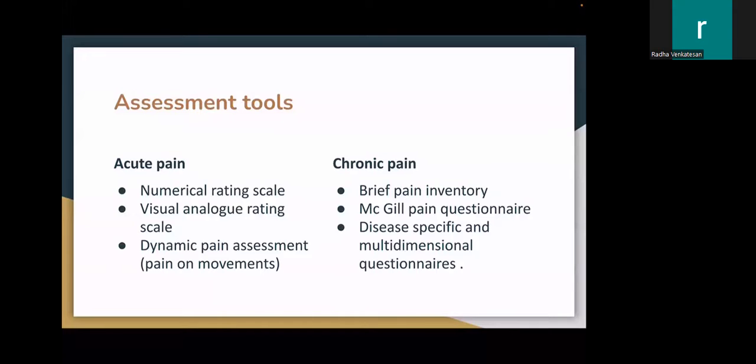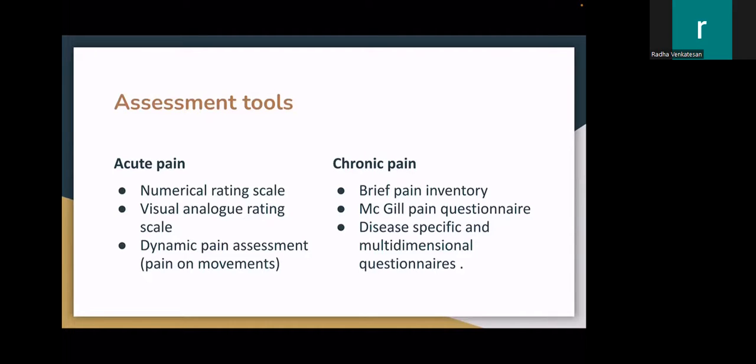For acute pain, normally we have the numerical rating scale. I will show you pictures of them also. So basically you have the numerical rating scale, visual analog scale, verbal rating scale. And then you can also keep in mind a dynamic pain assessment.